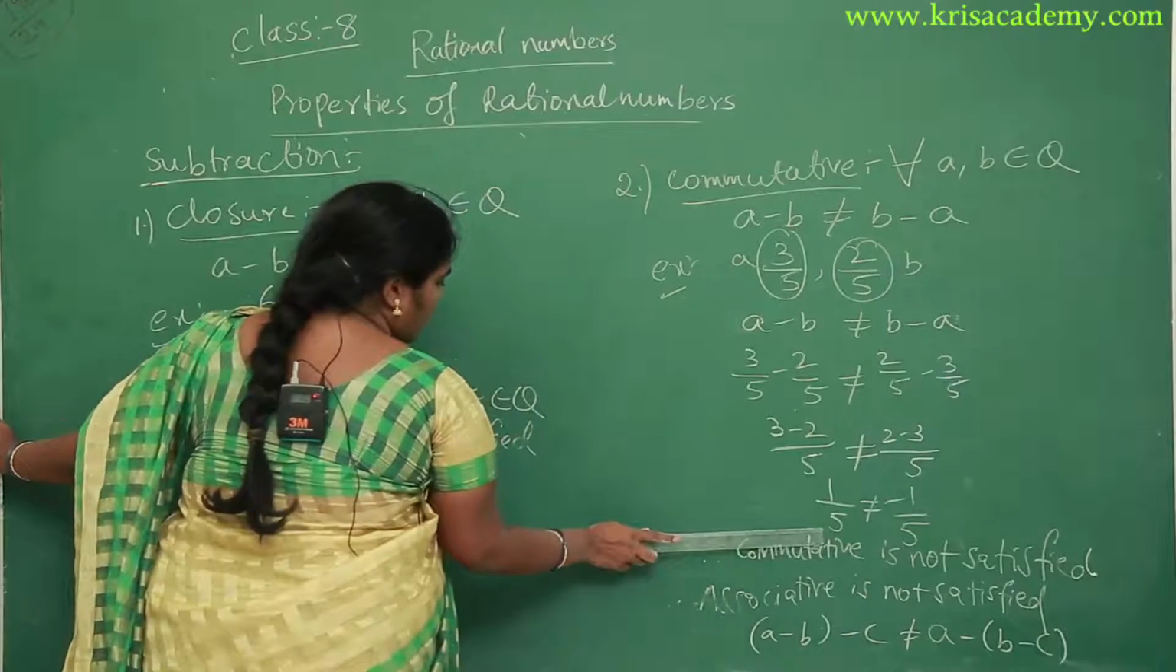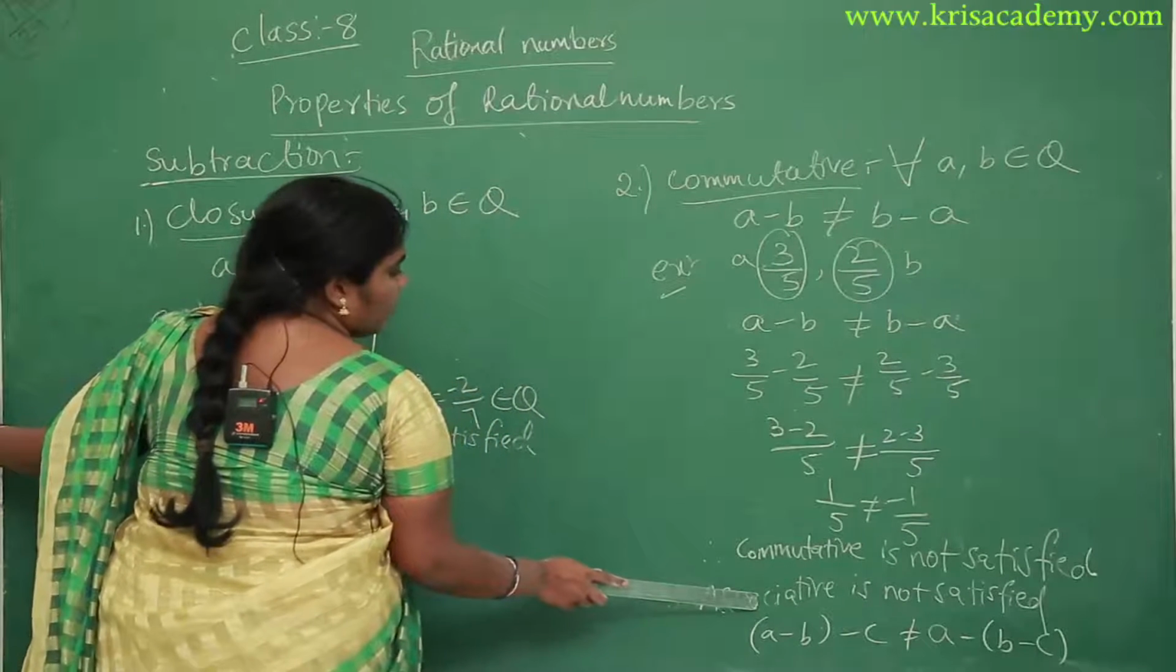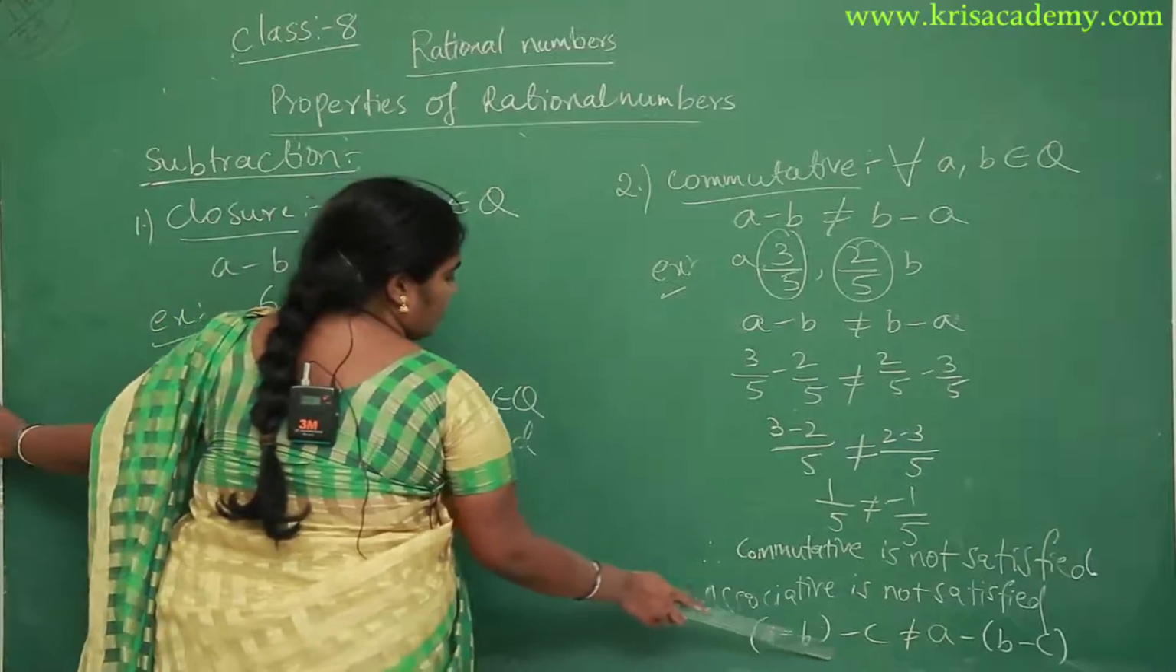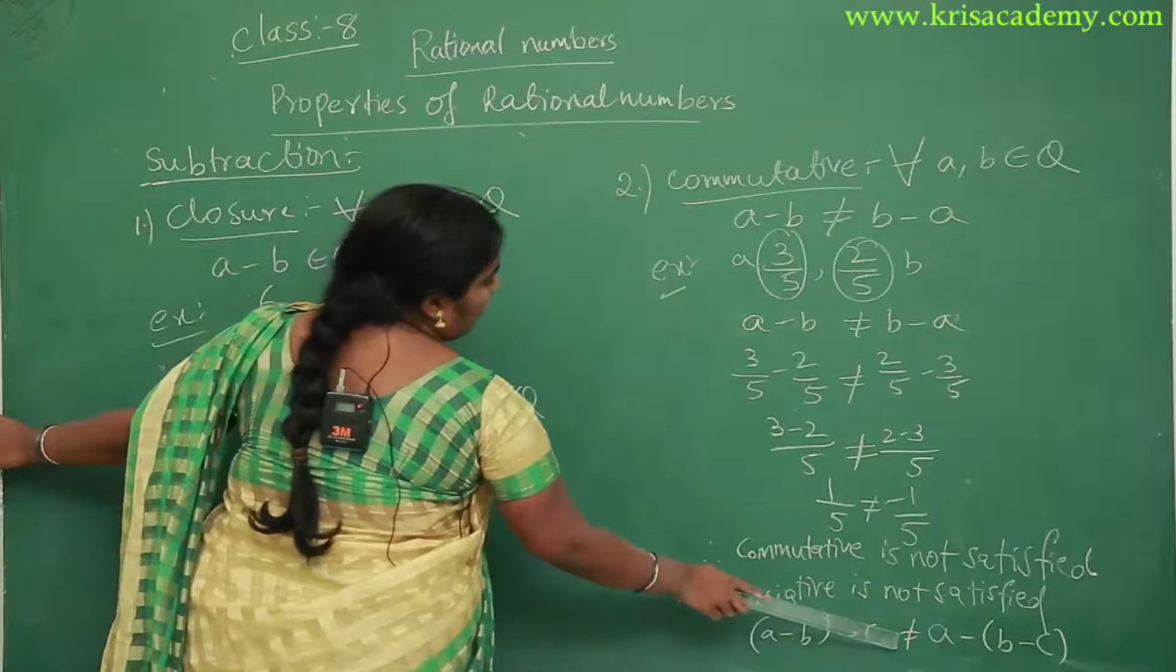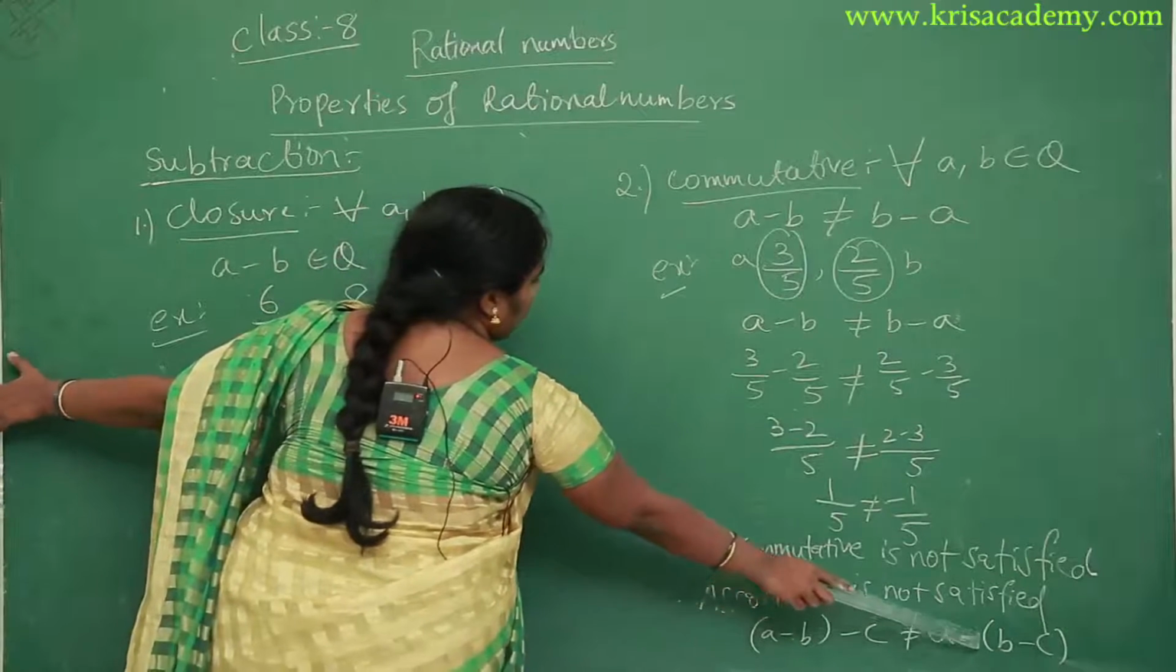If commutative is not satisfied, associative is also not satisfied. This is your associative property: (A minus B) minus C is not equal to A minus (B minus C).